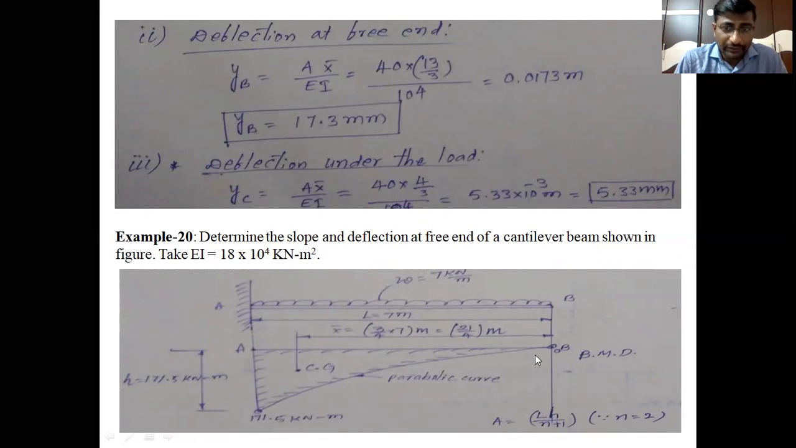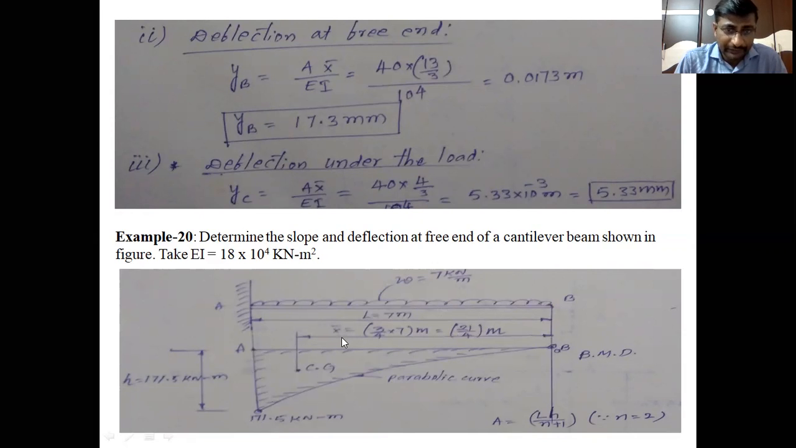Why should we draw a parabolic curve here? Because between these two points A and B the UDL is acting. Whenever a UDL is acting between two points, the bending moment diagram is a parabolic curve. Draw the parabolic curve, and then locate the center of gravity of that parabolic bending moment diagram from the apex.